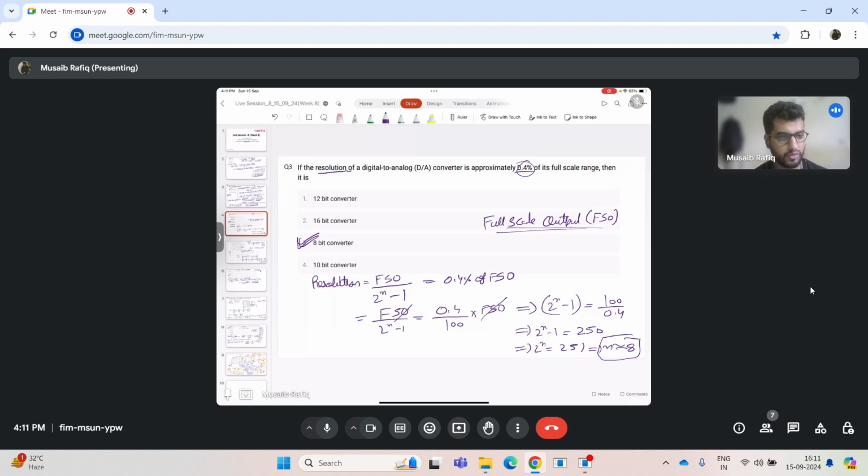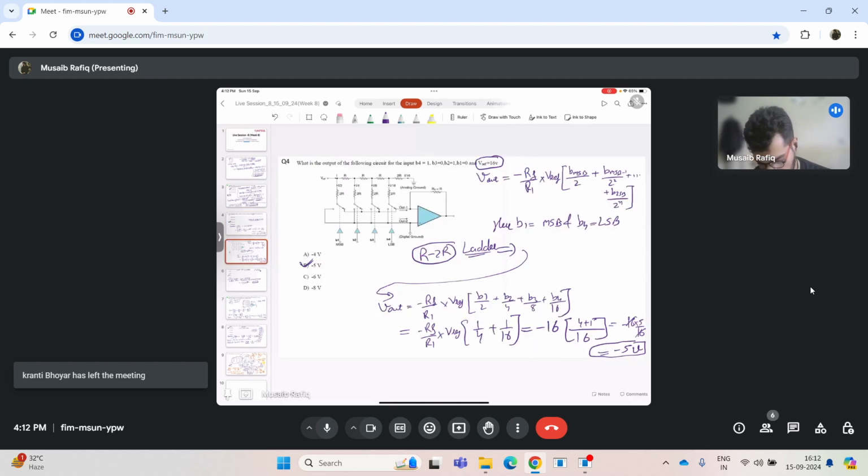So n is approximately equal to 8, because for n equal to 8 it's 256, and for n equal to 7 it's 128. So closer to this is n equal to 8. So it is an 8-bit converter. And then question 4 was simply an R-2R ladder DAC. We need to find out the output voltage for the case where B1 was 0, B2 was 1, B3 was 0, and B4 was 1. So B1 is my MSB and B4 is my LSB.